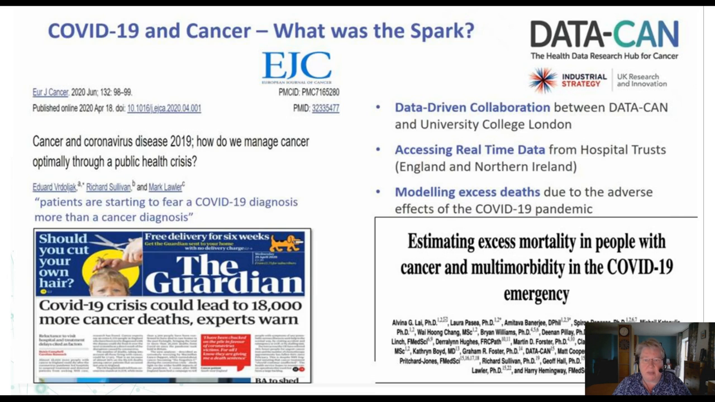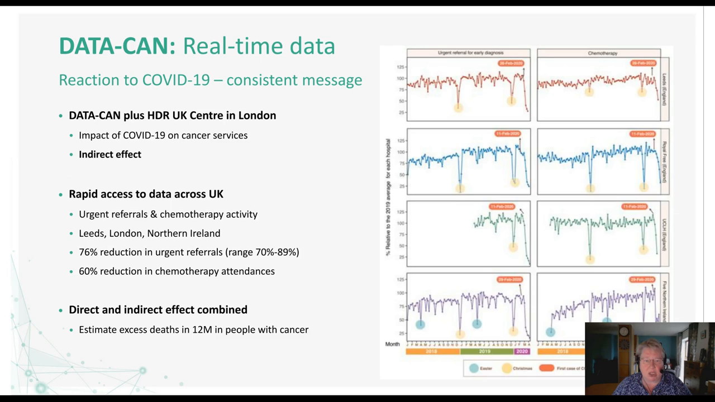So we did some very rapid data collection and analysis, and there's a few papers that we've published, in particular this one estimating the excess mortality in people with cancer and multimorbidity, working with colleagues in London and UCL. It got very high national coverage, and actually some of the figures were really quite frightening.